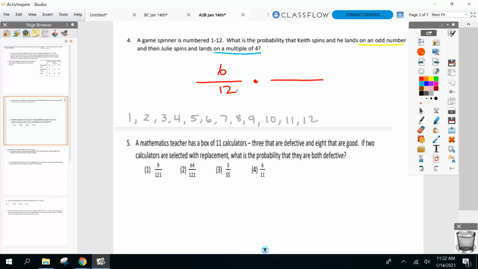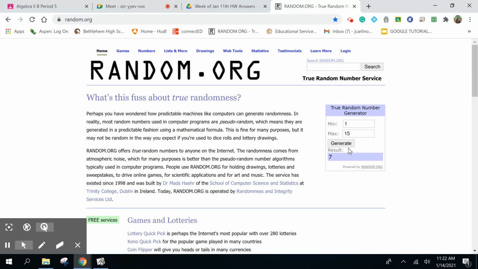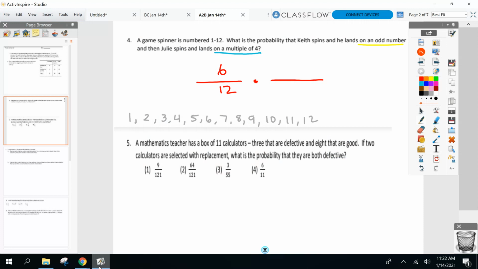Other fraction, multiple of 4. If you guys forget what multiple means, that's just 4 times 1, 4 times 2, 4 times 3, 4 times 4. Anything divisible by 4 is a multiple of 4. Anything you can divide 4 into is a multiple of 4. So what are my chances there? Here we go, Hunter. How many do I have there? You have 3. Good. I got 4, 8, and 12. That's 3 out of 12 choices.